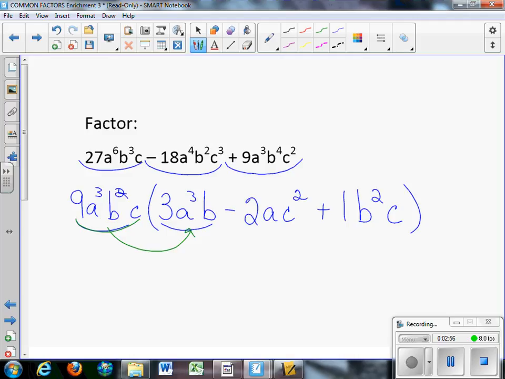Then we take the 9a cubed b squared c and we multiply it by negative 2ac squared. And 9 times negative 2 is negative 18. A cubed times a is a to the 4th. B squared is just b squared. And then c times c squared gives us c cubed. And then the last term would give you the 9a cubed b to the 4th c squared. So you know that you factored it correctly.